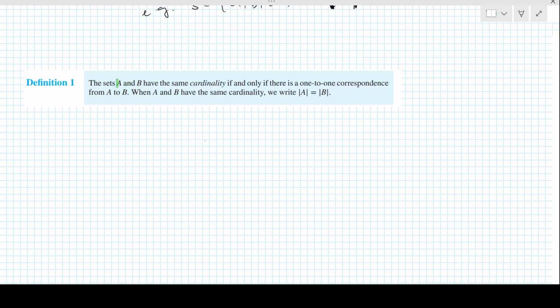What does it say? It says that if you have two sets A and B, they have the same cardinality if and only if, remember, if and only if means it's a two-way implication. Both of them imply the other, so you can go from one to another and then back. If and only if there is a one-to-one correspondence from A to B, which is a bijection.